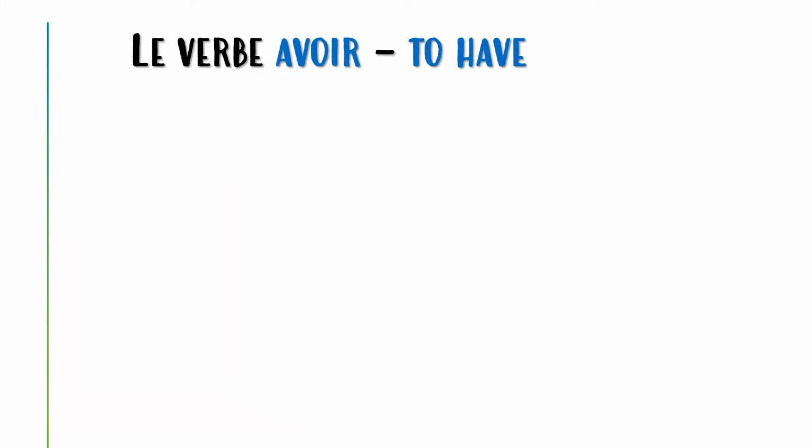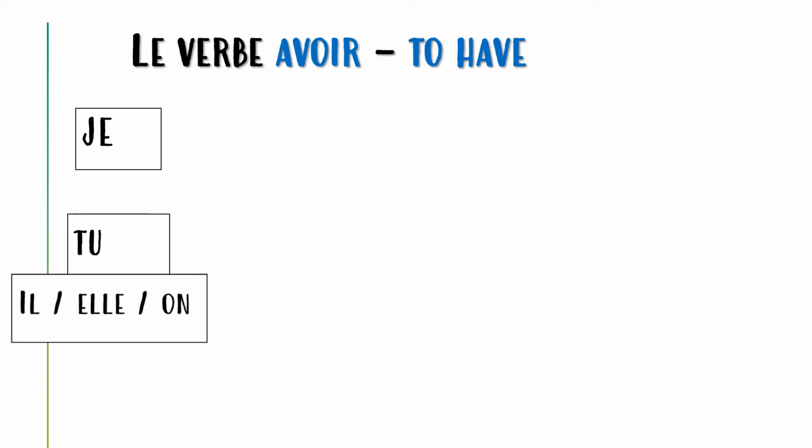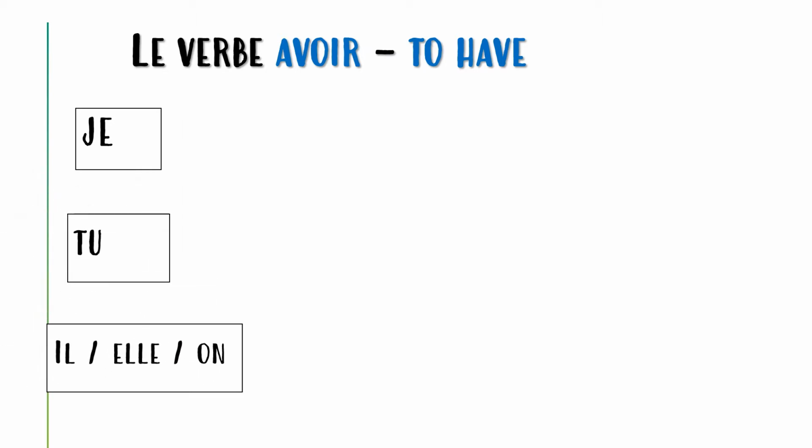Okay, so we're looking at the verb avoir and how to conjugate it. But before we do that, we're going to go back over the different pronouns. So we have, first of all, je, which means I. We have tu, which is informal you. Il, elle, and on, he, she, and one. Il and elle can also mean it, okay? On can also mean we, by the way, but we just forget about that.